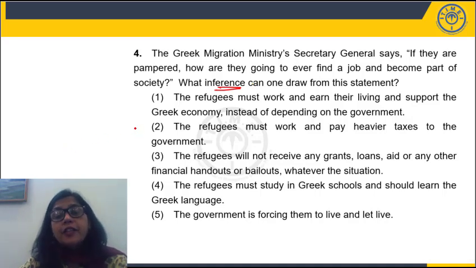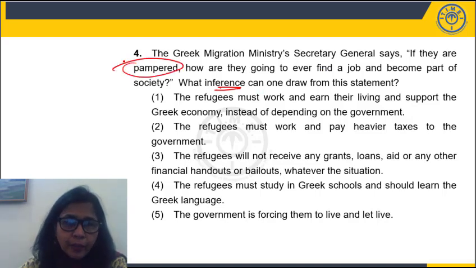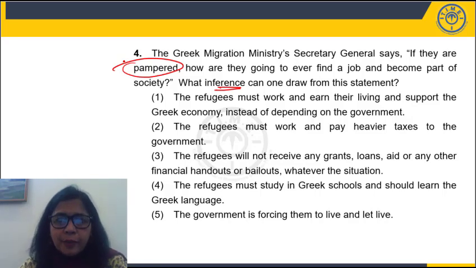The first one says the refugees must work and earn their living and support the Greek economy instead of depending on the government. So yes, this kind of matches, because the Secretary General is saying that enough of pampering, right? Now enough of mollycoddling, pampering, and the comforts that are being provided to you. Get out and work, fend for yourself. So one matches. Let's read the others.